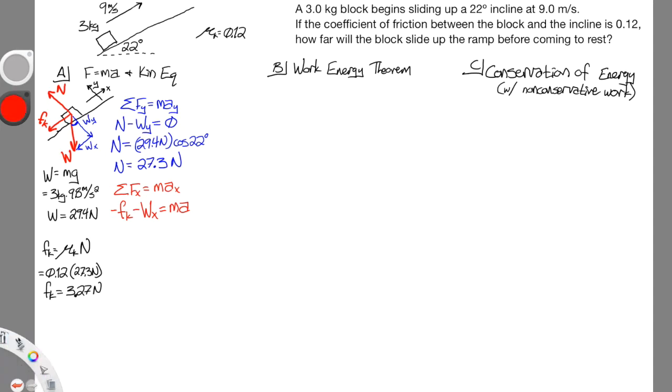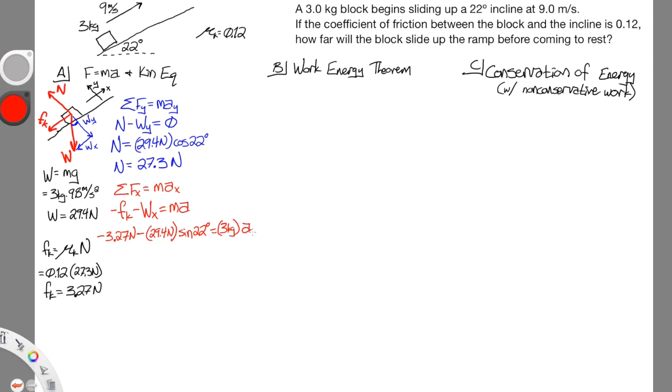Now, going back to our F equals ma equation, we have negative 3.27 newtons, 3.27 being the magnitude, the negative specifying the direction, minus, and for the x component of the weight, the x component is the opposite component. So we need the magnitude, 29.4 newtons, and opposite goes with sine, so times sine of 22 degrees, equals ma, which is 3 kilograms, times whatever value we get for a.